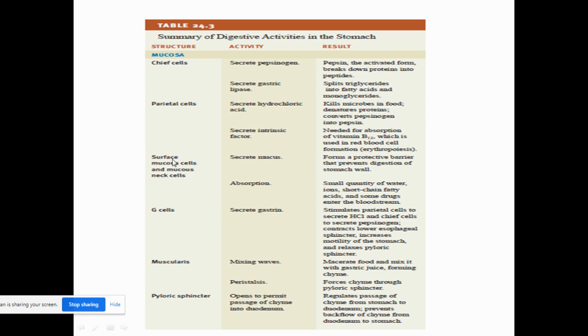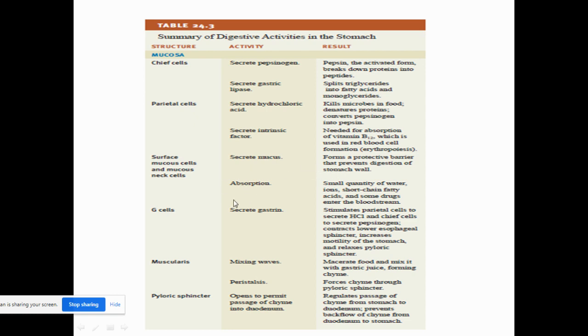Now both the surface mucous cells and the mucous neck cells will secrete mucus. Okay, what does it do? Mucus is the lubricating substance which will act as a protective barrier for the stomach, and it will prevent the digestion of the stomach wall by the HCl.